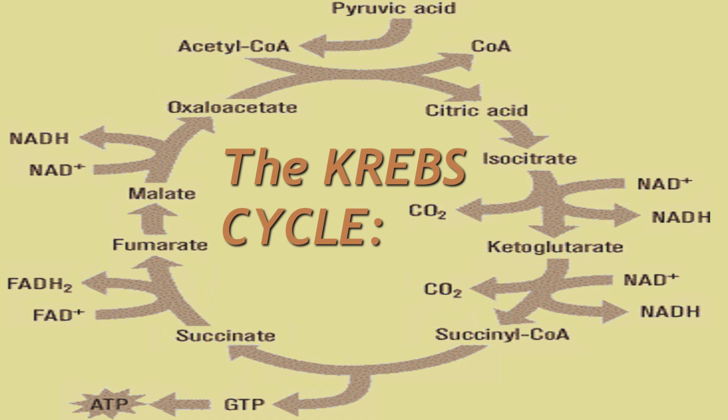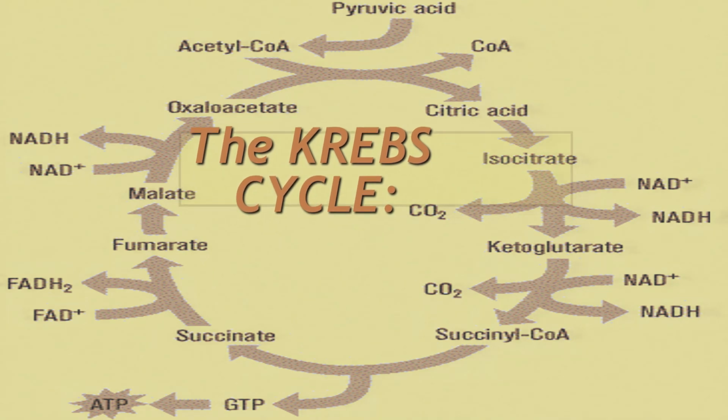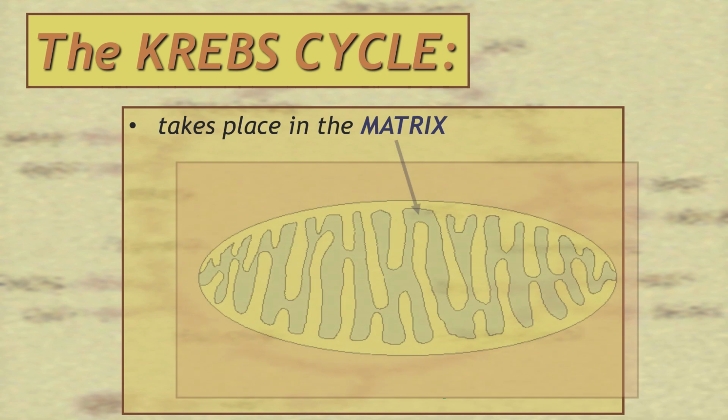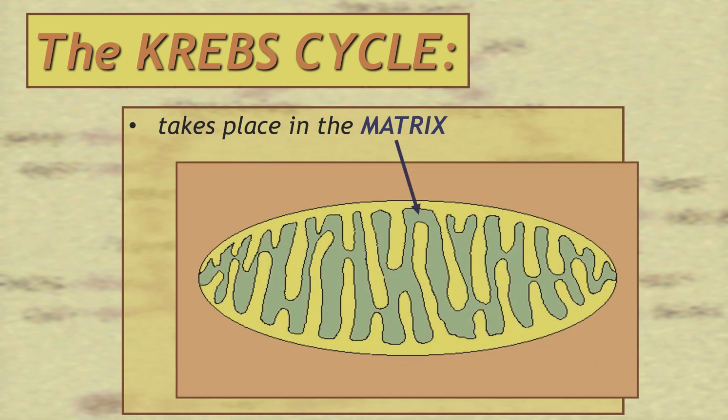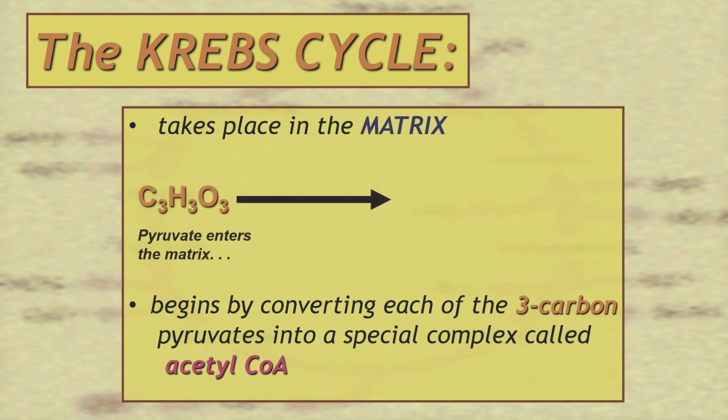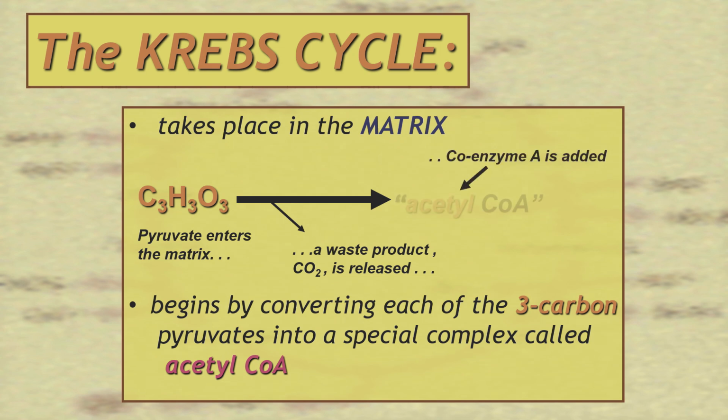Just like in photosynthesis, we're going to do one set of reactions in a fluid-filled area, which is called the matrix. Here we have a cross-section of the mitochondria. You should see that the arrow is pointing to the interior, and that is the fluid-filled interior of the matrix. The Krebs cycle will begin by converting each of the 3-carbon pyruvates into a special complex called acetyl-CoA. Pyruvate will enter the matrix. Instead of adding carbon dioxide, as we do in the Calvin cycle, we take it out. The carbon dioxide is a waste product. We add a little enzyme. We create a temporary complex called acetyl-CoA.